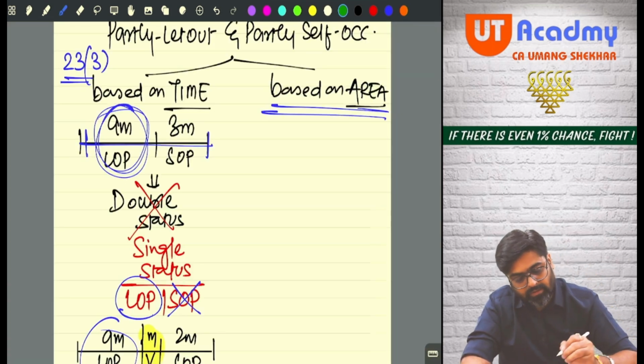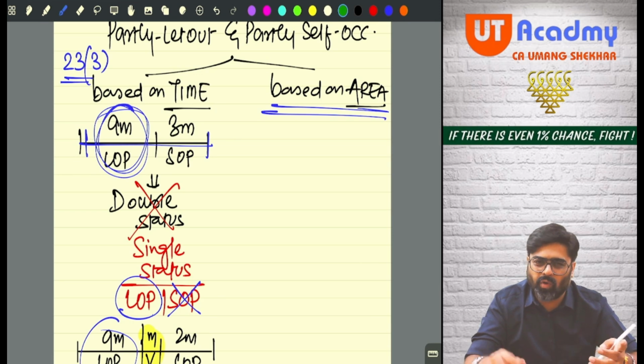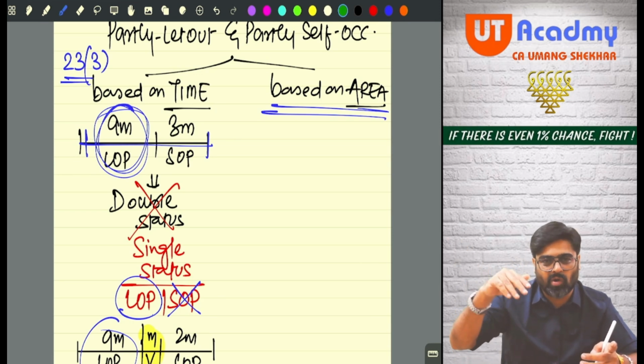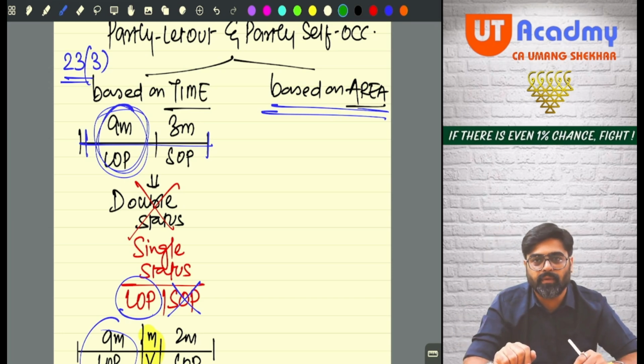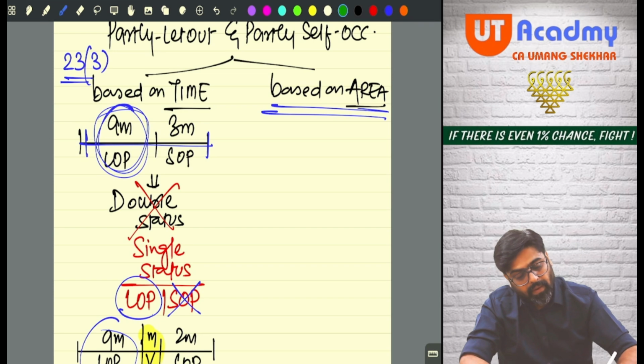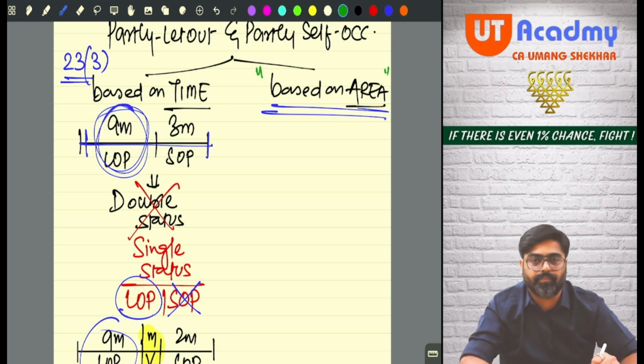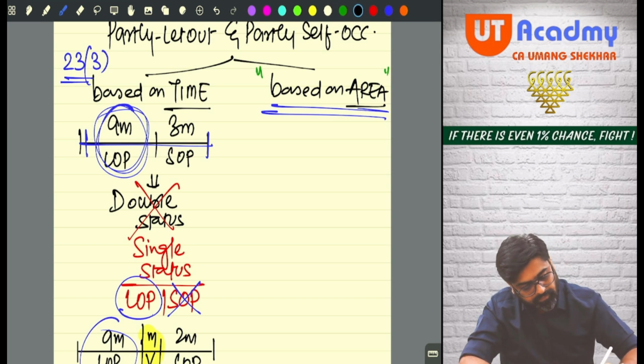Now see, the second part which was there: only one question for partly let out, partly self-occupied based on time. Only one question was there, but that question is important. Mark that question important, because only one question is there on that concept. Now, partly let out, partly self-occupied based on area can also be there. Now, what is this, sir?